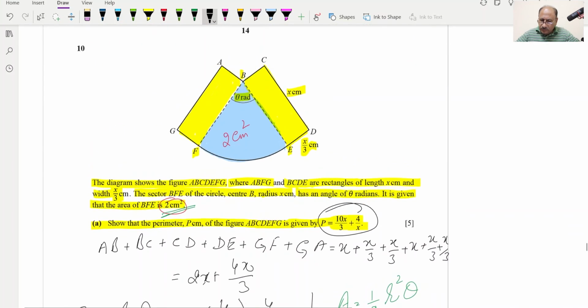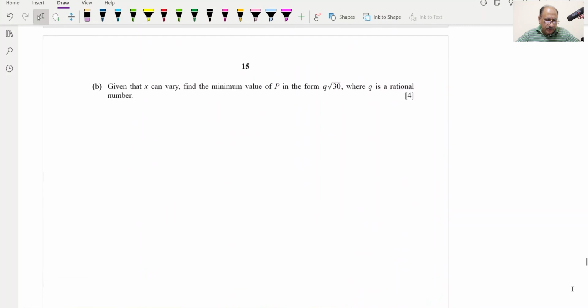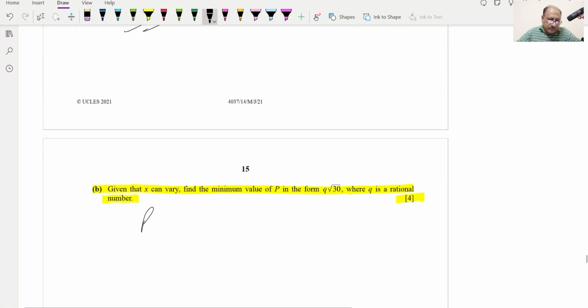And this is what we have done over here. This was a 5-mark question, very important. Then B part says, given that x can vary, find the minimum value of P in the form q under root 30, where q is a rational number. This is a 4-mark part, and we can take the result which we have reached in part A.